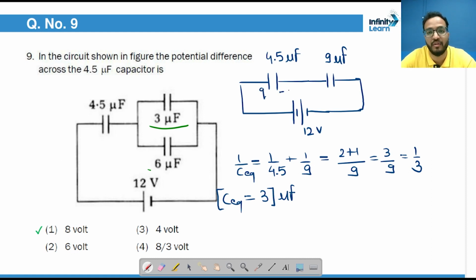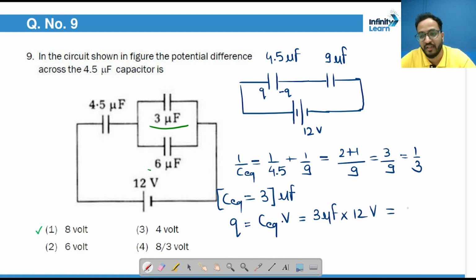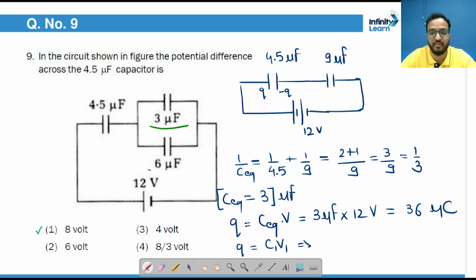Now what is the charge? Let's find out the overall charge. Overall charge will be equal to C equivalent into V. What is C equivalent? 3 microfarad into V, which is 12 volts. So how much will this be? 36 microcoulombs. Now you know the charge. Now you will say, sir, Q is equal to C1 V1. So V1 is Q upon C1. Now what is Q? 36 microcoulombs upon what is C1?